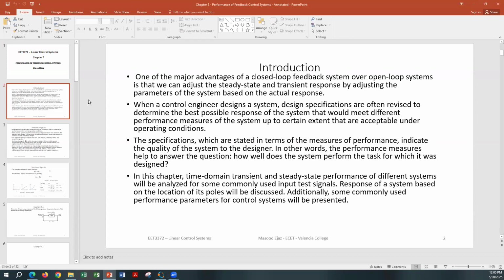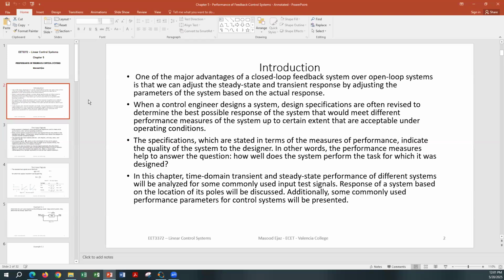Again, as we've been discussing over and over again, what is the main advantage of a closed loop control system over the open loop system? We can adjust the steady state response, we can adjust the transient response, both of them, by adjusting the parameters of the system, of the controller. And we can bring the output to be as close to the actual response that we want the output to be, which is the input.